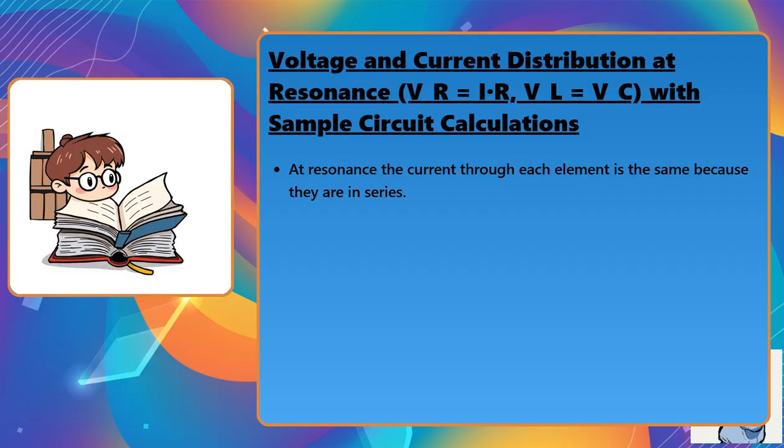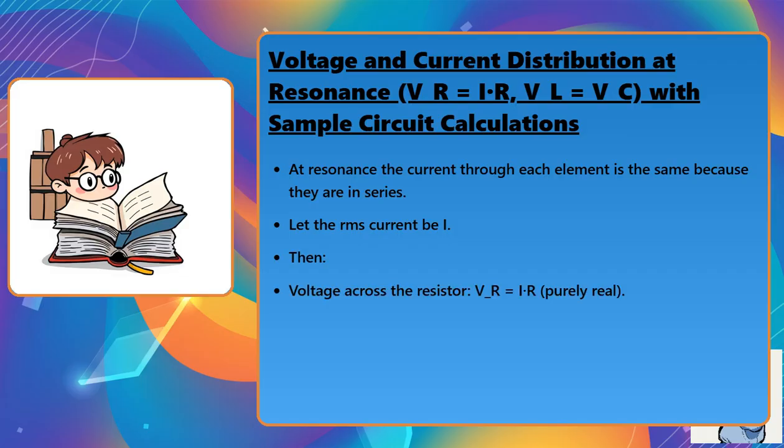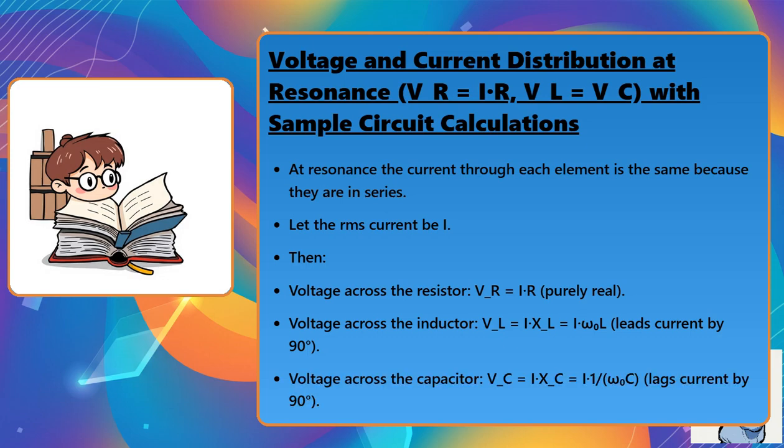At resonance, the current through each element is the same because they are in series. Let the RMS current be I. Then, voltage across the resistor, V sub R equals I times R, purely real. Voltage across the inductor, V sub L equals I times X sub L equals I times omega naught L, leads current by 90 degrees. Voltage across the capacitor, V sub C equals I times X sub C equals I times 1 over omega naught C, lags current by 90 degrees.